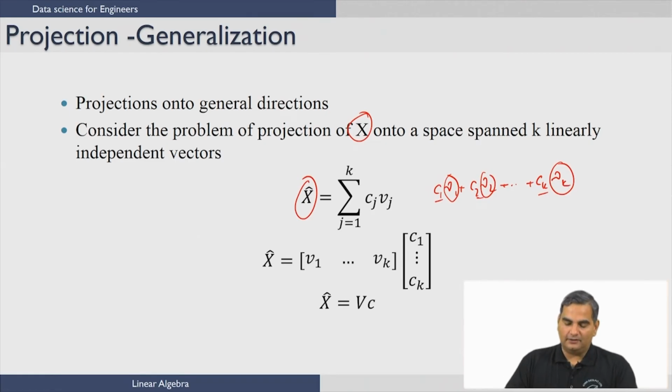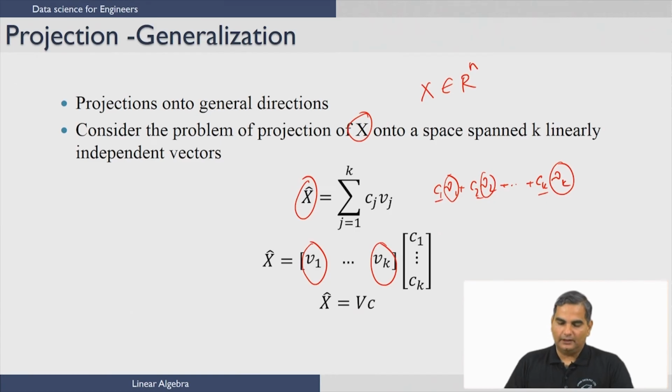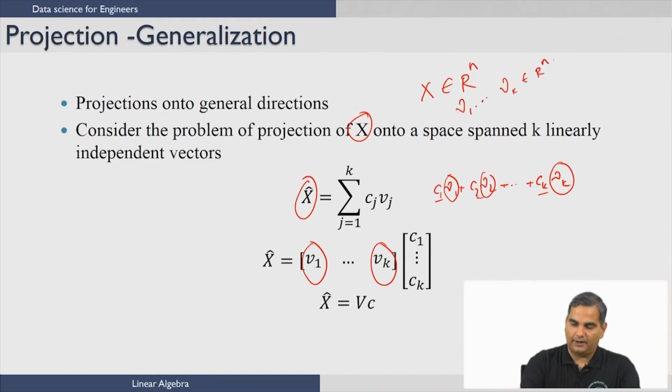We can write this equation also in this form, where we stack these vectors into a matrix. So, for example, if x is in an n-dimensional space R^n, then we would assume that each of these vectors is also in R^n. So, nu 1 to nu k are all elements of R^n, and when you stack k vectors like this in a matrix, you would get a matrix of dimension n by k.